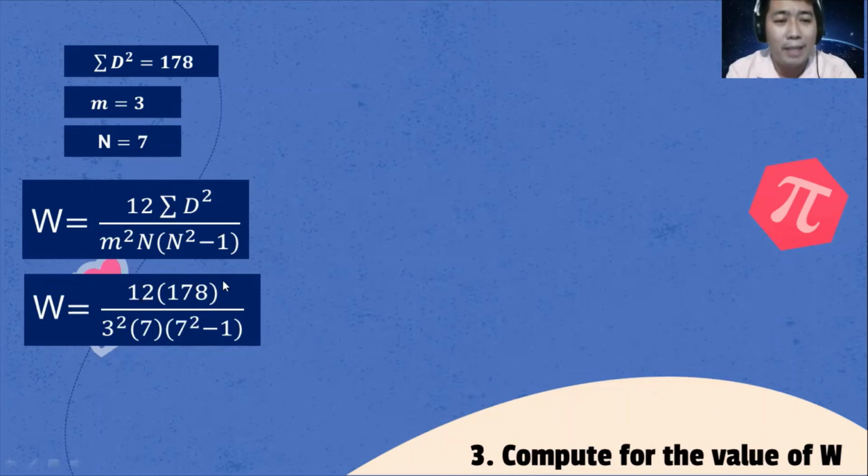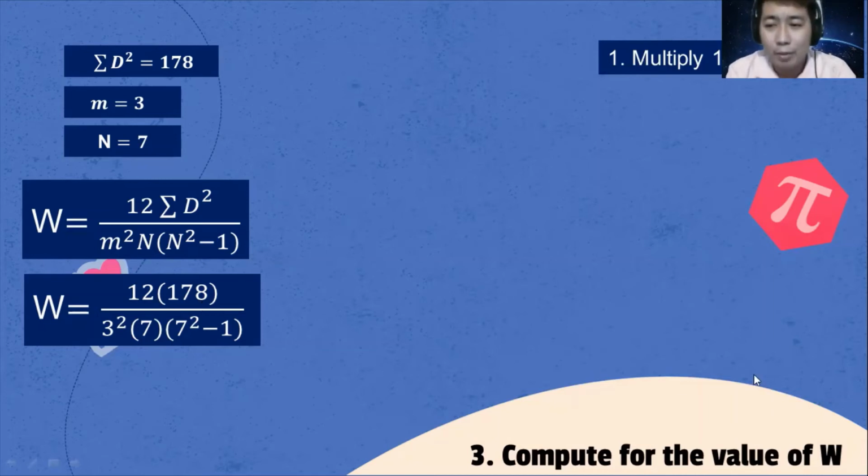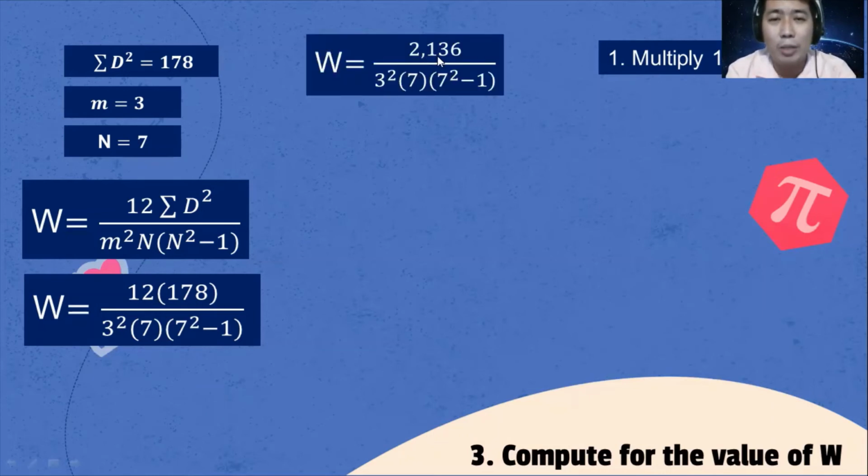12 multiplied by summation of d squared, which is 178, divided by M, the number of judges, squared, multiplied by N, the number of contestants, multiplied by N squared minus 1. The first step is to multiply 12 by 178. 12 multiplied by 178, that is 2,136.